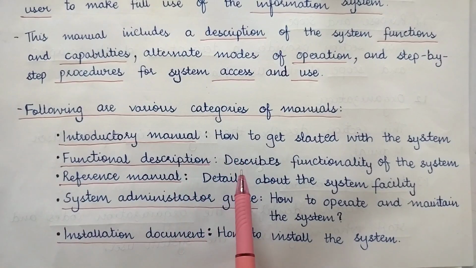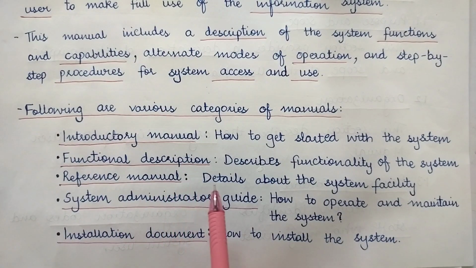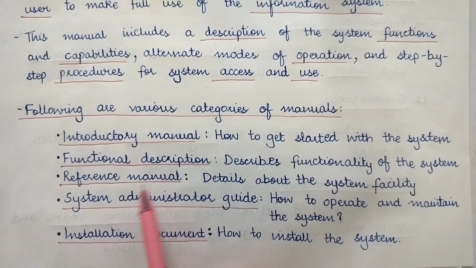Then the second category of the user manual is the functional description. This functional description describes the functionality of the system. Whatever functionality that particular system is providing you with, it would be described in the functional description. Then comes the reference manual. Now this reference manual gives you the details about the system facilities. Whatever facilities that particular system is providing you with, that would be mentioned or described in the reference manual.